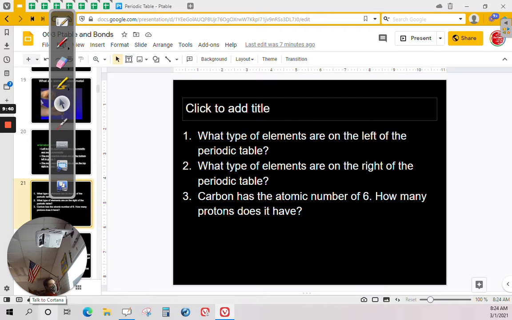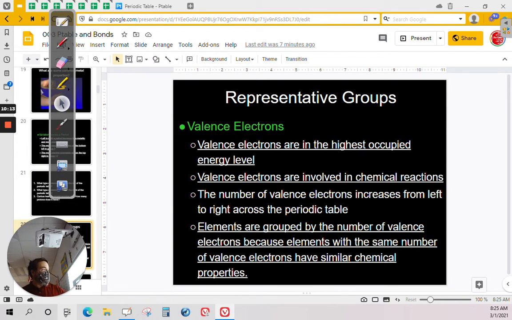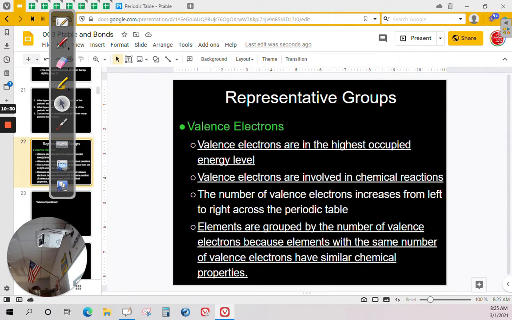We just kind of did this. What elements are on the left of the periodic table? What did we say? Metals. What type of elements are on the right? Non-metals. Excellent. Carbon has the atomic number of 6. How many protons does it have? Remember, atomic number is the number of protons. So the atomic number is 6. It has 6 protons. Excellent. So copy these 3. Pause the video.